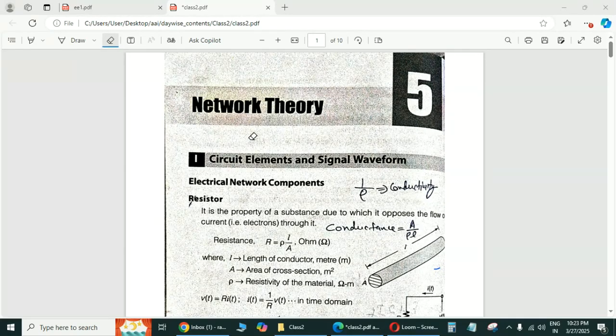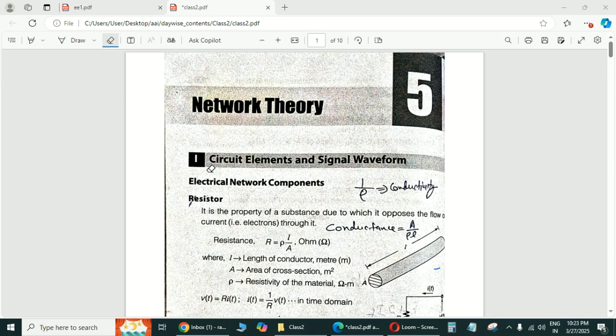Hello everyone. As I have announced earlier that I'll start online coaching for the post of Senior Assistant Electronics at Airport Authority of India. And as I have discussed earlier, most of the questions were asked from electrical engineering, and I'll first start with electrical engineering.